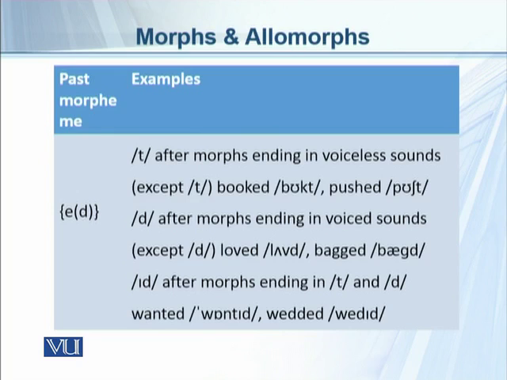Started, wanted, and wedded. Wanted: want ends with the voiceless t, and adding ed to it, it is pronounced as wanted. And similarly, wed ends with the d sound. When we add ed to it, it is pronounced as wedded. Remember, two letters are pronounced only once, so we do not pronounce the double d of wed.